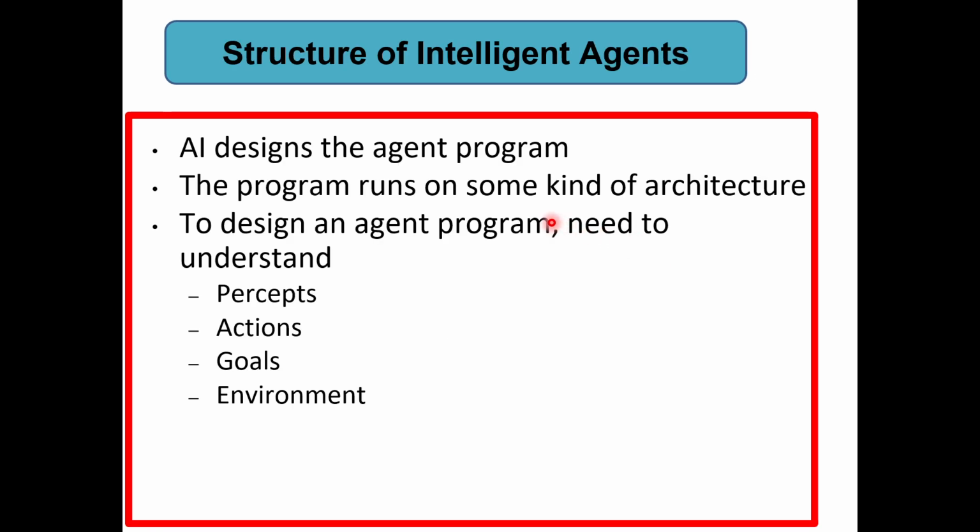So, the structure of intelligent agents: AI designs the agent program, then the program runs on some kind of architecture. To design the agent program, we need to understand the perceptions, actions, goals and environment. Perceptions perceive the information from the environment, taking the necessary action if it goes beyond the threshold value. The goal may be, for a fire alarm, the purpose for which it is being designed. Then the environment may be the room temperature or weather monitoring, that is, where it is going to be placed.